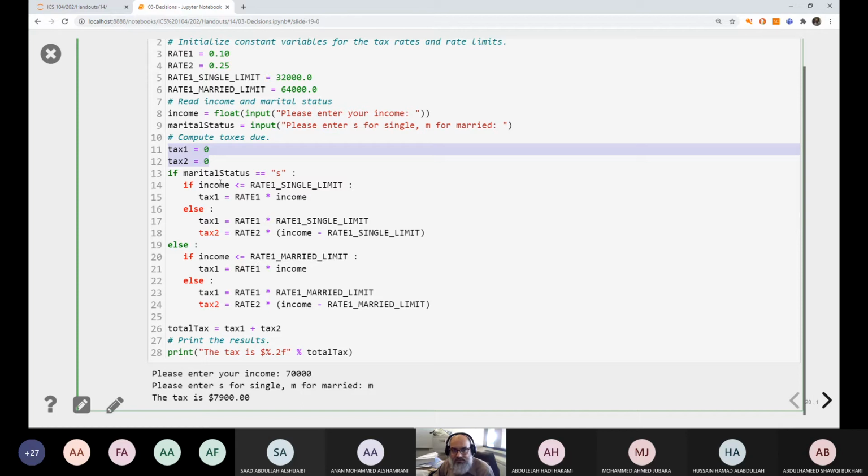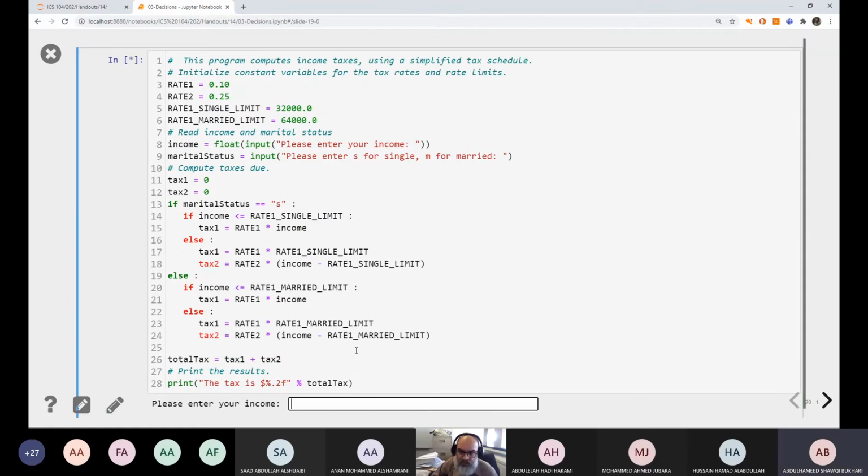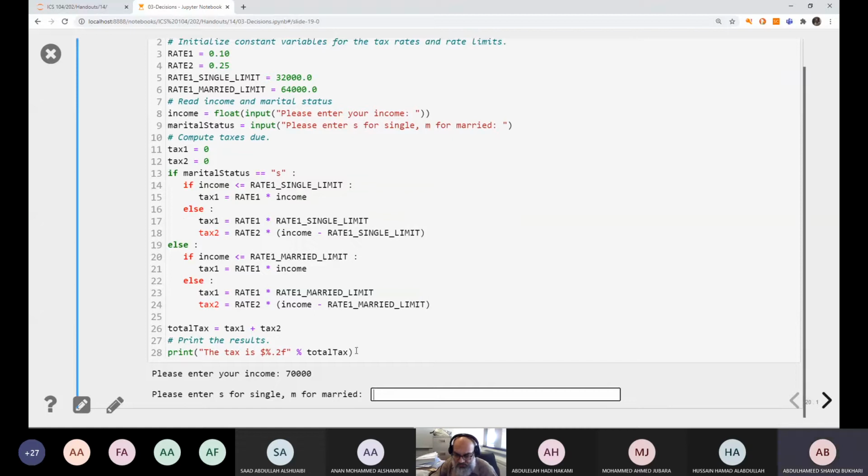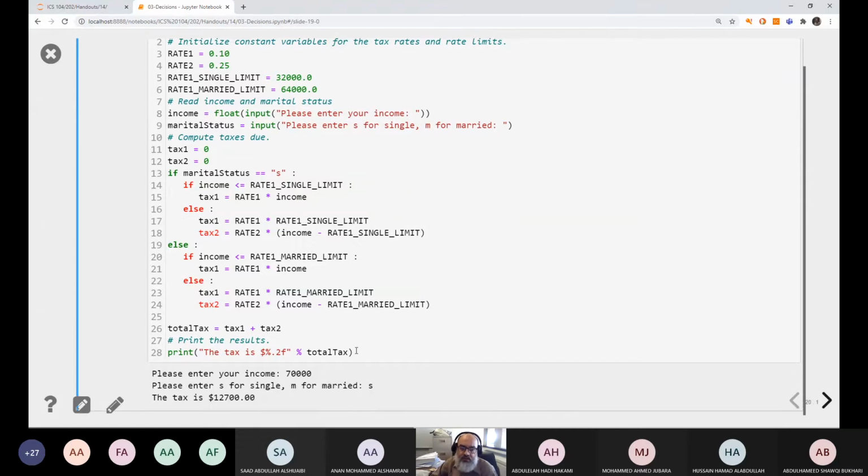Yes. Okay. Do you think it's going to be much higher or less? It's going to be much higher, because the 25% will be added, actually 25% of the 32,000, right? So if I try to run this and I say 70,000 and a single person, then look at this, 12,700. Okay, 12,700.